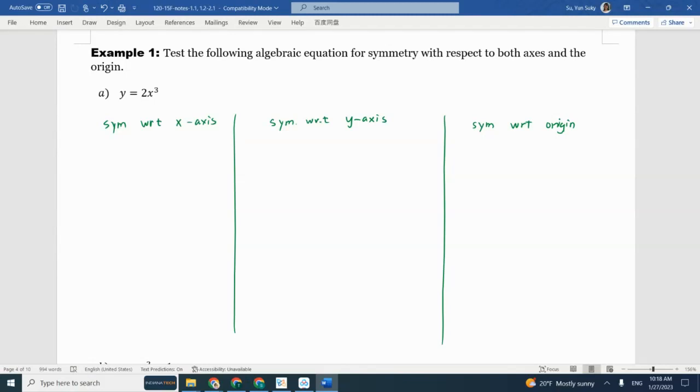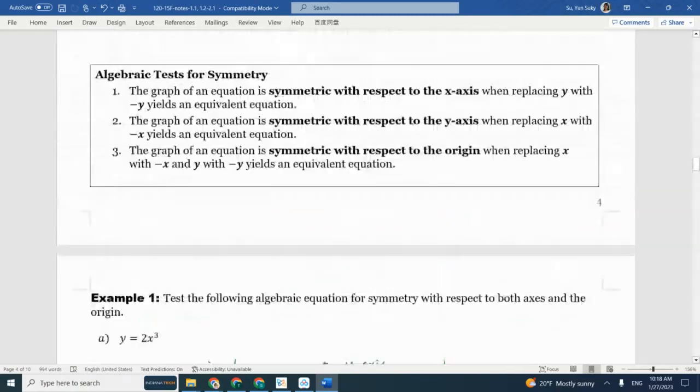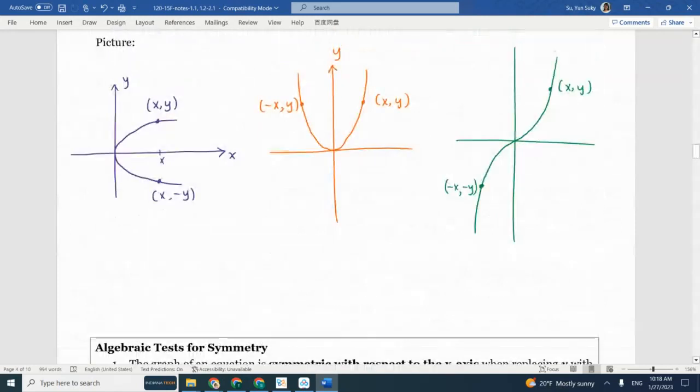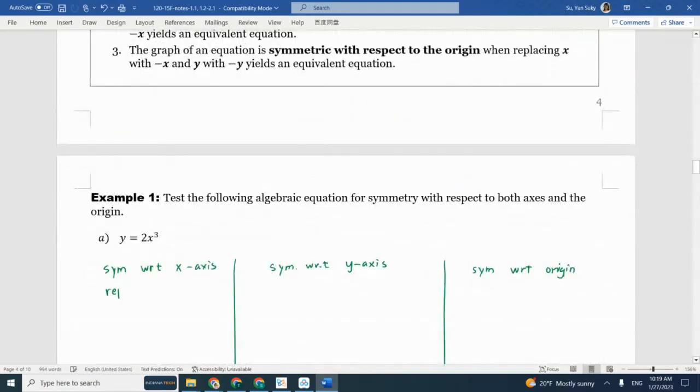Symmetric with respect to the x-axis. We replace, okay, if you kind of forget which one to replace, look at this picture. Symmetric to the x-axis, you have the same x, and for the y you can replace y by negative y. Yeah, everybody? So we replace y with negative y. And then symmetric with respect to the y-axis, we replace the x with negative x. Right, everybody?